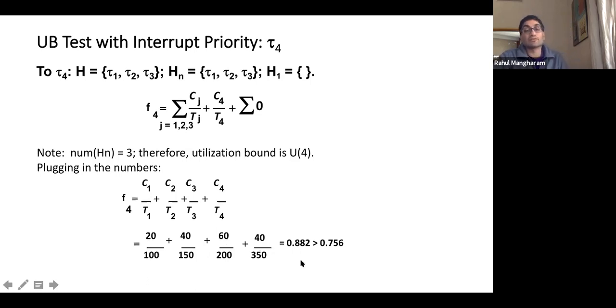And this is the total utilization I have for 4 tasks. And this is still greater than the utilization bound from the utilization bound test. And so it's inconclusive if it is schedulable or not. When it's inconclusive, you got to run that response time test, which we went over on Tuesday.